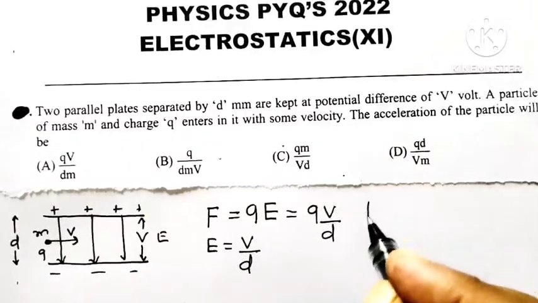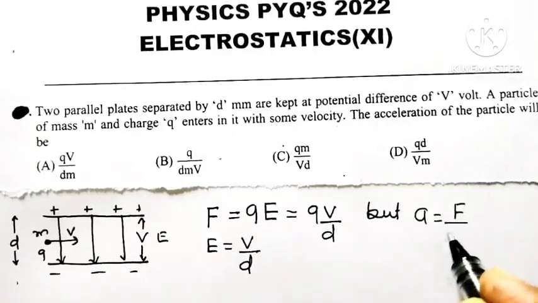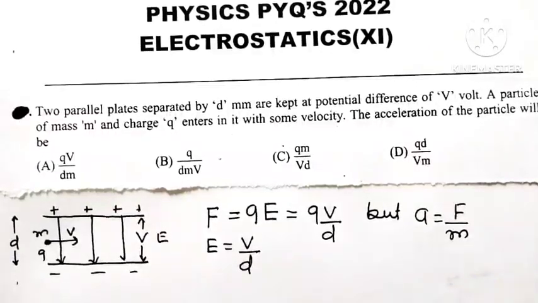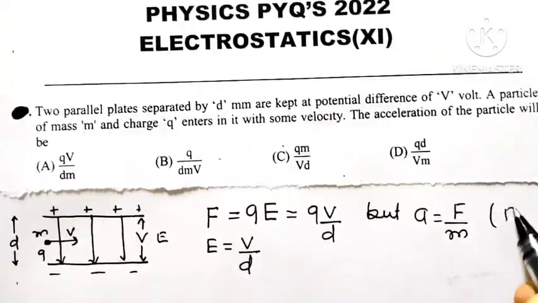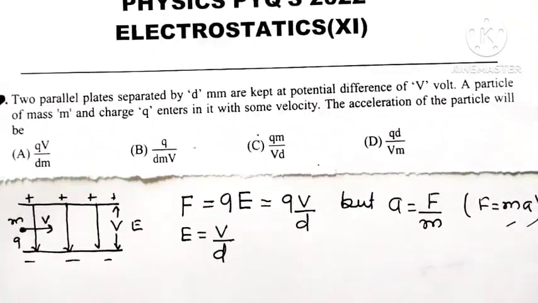But we know that as far as acceleration is concerned, it is force upon mass, because from Newton's second law of motion, F is equal to m into a. Therefore acceleration is equal to force upon mass. But we know force is equal to qV by d.